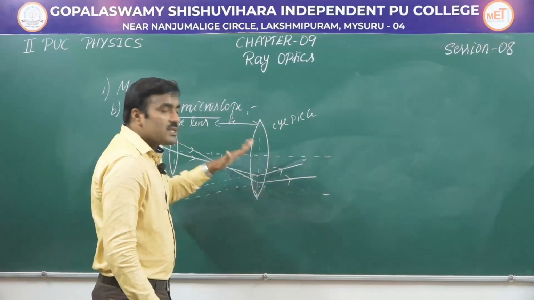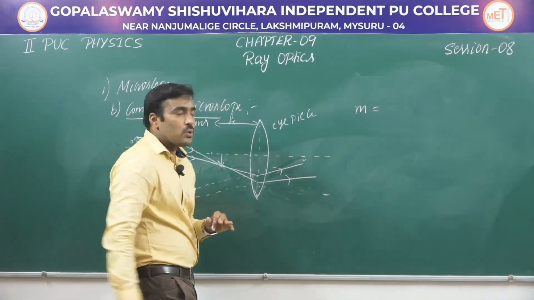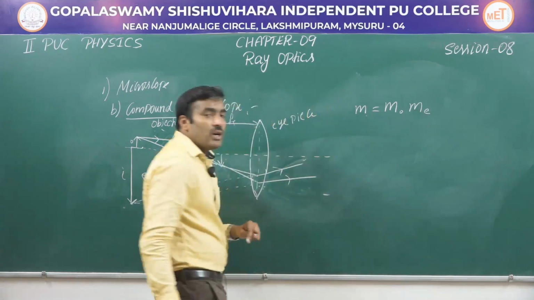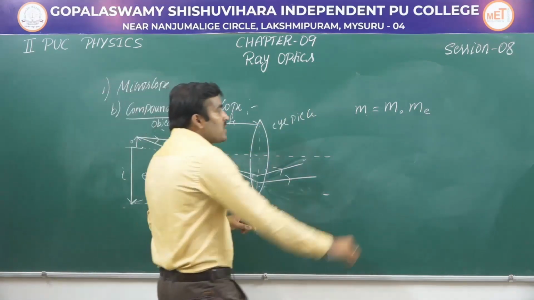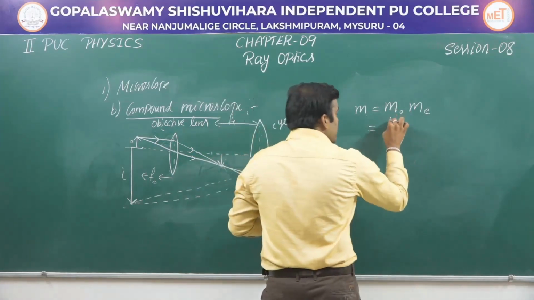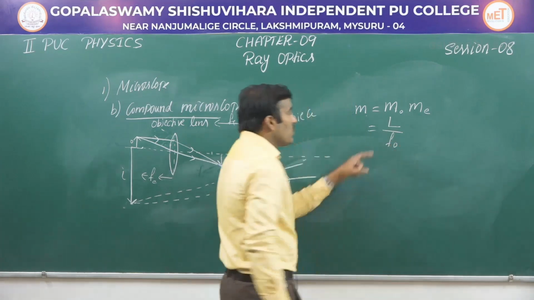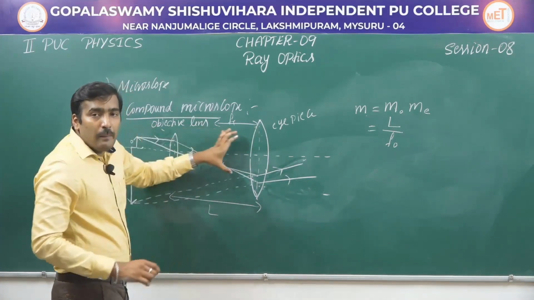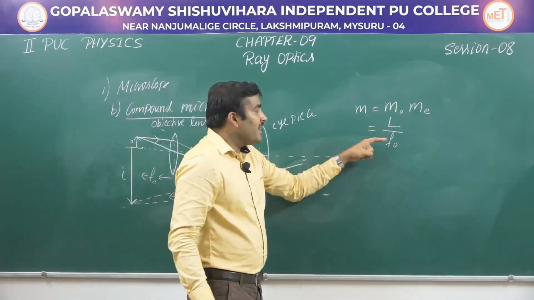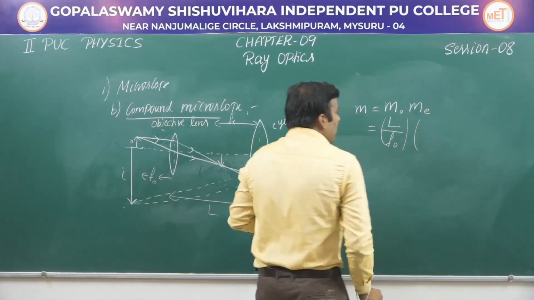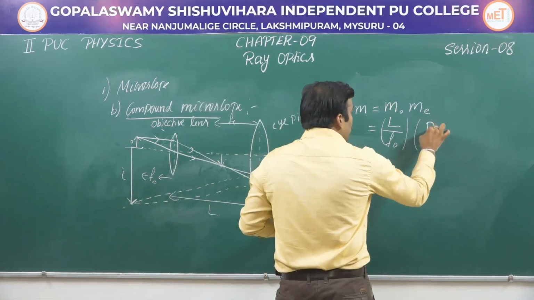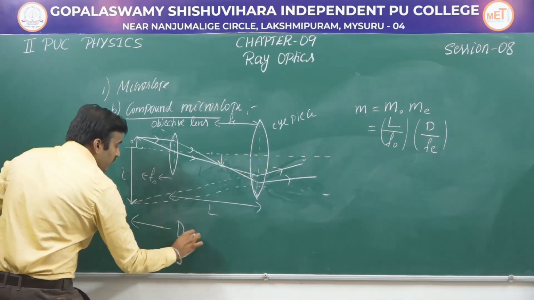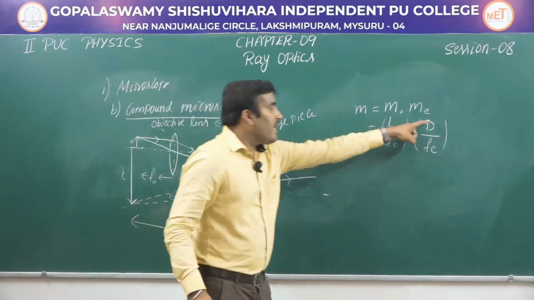How do you find the magnification in this case? The magnification produced by the compound microscope is a multiplication of magnification produced due to the objective lens and magnification produced due to the eyepiece, MO into ME. But we can find that the magnification produced by objective lens is equal to L divided by FO. So what is this L? L is nothing but the distance between the two lenses, which is nothing but the length of the tube of the compound microscope. So L divided by FO into this ME, the magnification produced by the eyepiece, that will be equal to D divided by FE. So what is this D? D is the near point or least distance of distinct vision. So this is D divided by FE.